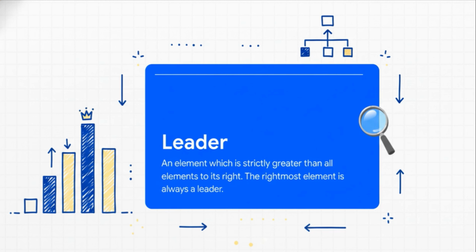Well, the definition is actually pretty simple. An element is a leader if it's strictly bigger than every single element to its right. Oh, and there's one little rule. The element at the very end of the array is always a leader, kind of by default, because there's nothing to its right to compare it to.